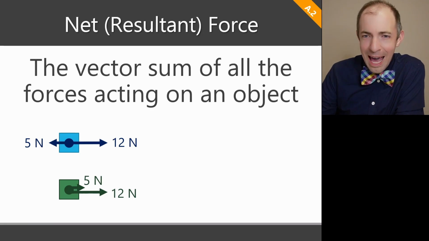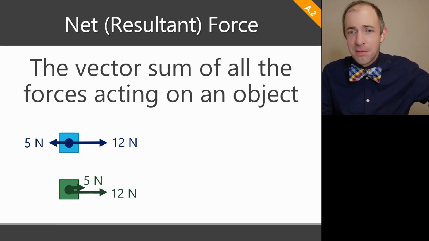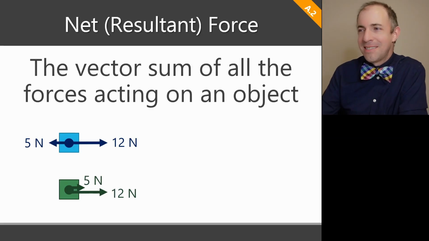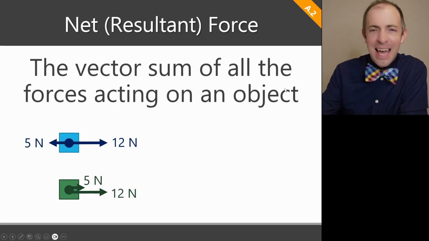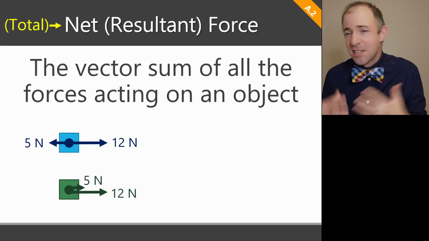So when we have more than one force, it is helpful to us, especially when we get into motion, to be able to describe one overall force that's acting on the object. We call this the net or resultant force. You can think of it as basically the total. It's the sum of all the forces.